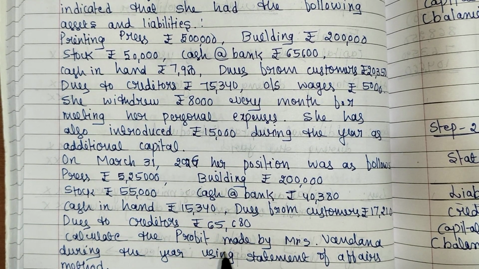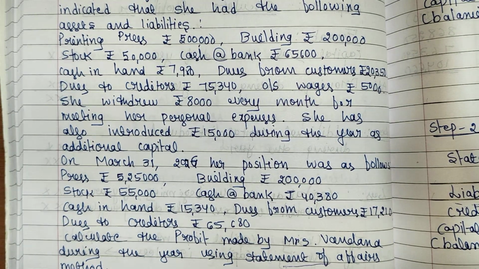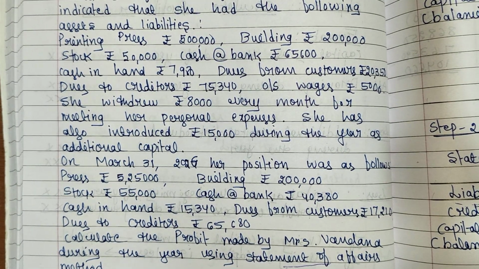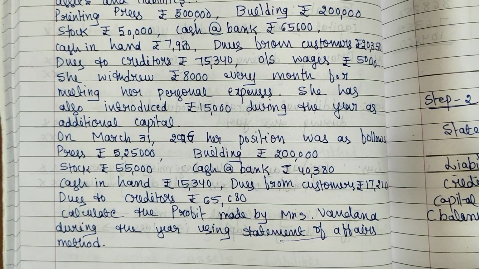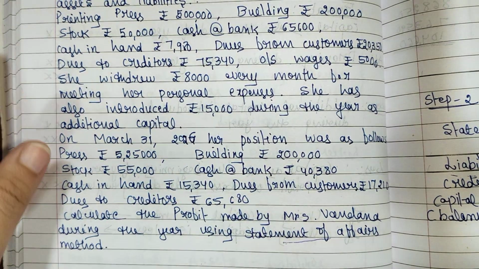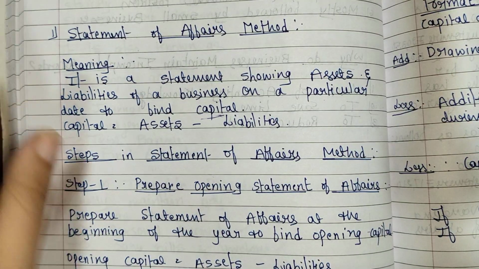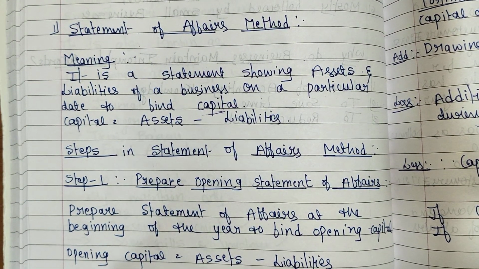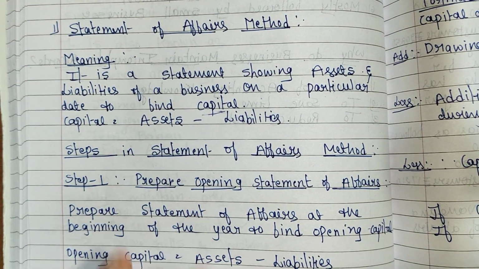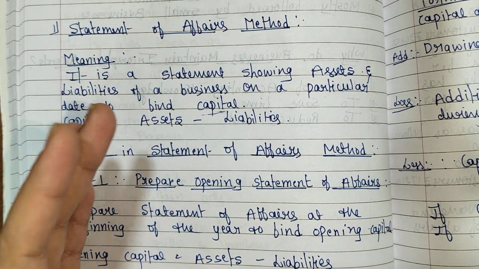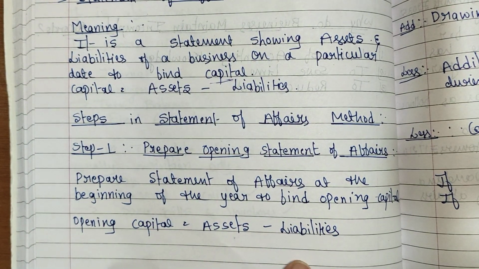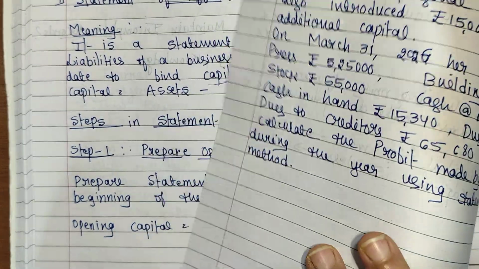And calculate the profit made by Mrs. Vandana during the year using the statement of affairs method. Clear? So let's solve the problem. What is the first step? First step is to prepare the opening statement of affairs to find out the opening capital. What is the formula? Assets minus liabilities equals opening capital.